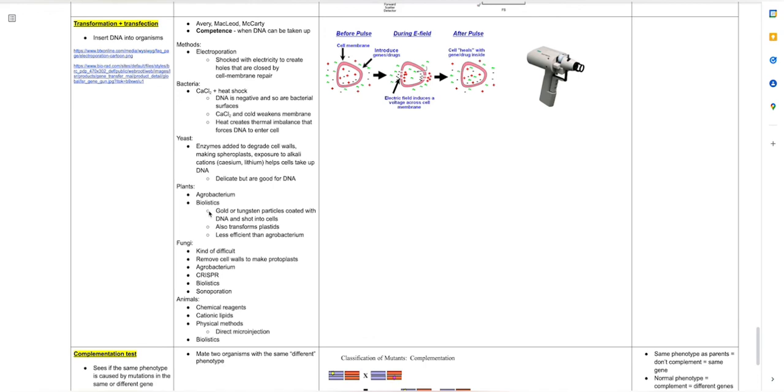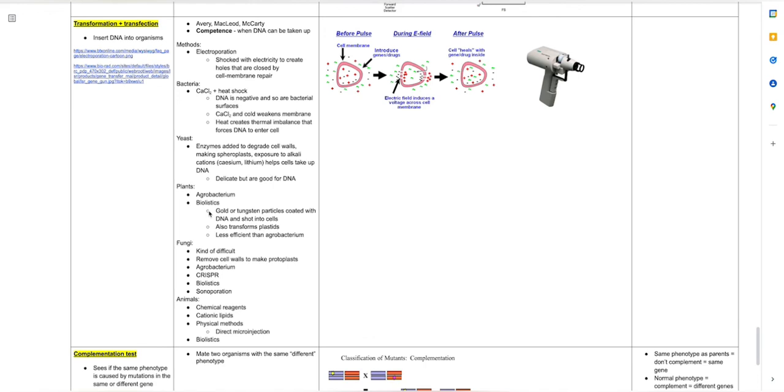So next for fungi, it's kind of difficult to introduce DNA into fungi, but what you can do is remove the cell walls, and it makes protoplasts. So this is kind of similar to yeast. And then you can also use agrobacterium, but a big part of how agrobacterium works is that plants produce phenolic compounds after they're injured, but fungi don't do that. So you have to add those in if you're using agrobacterium with fungi.